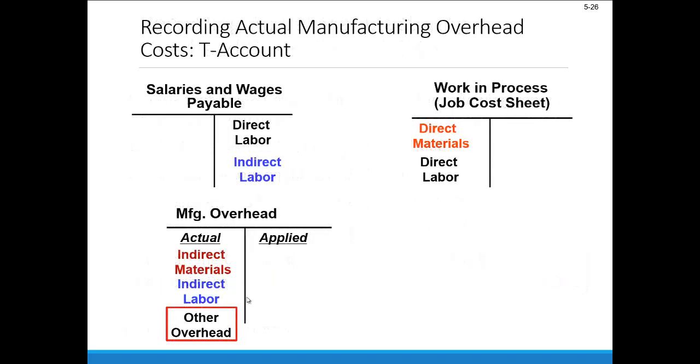Same idea here. We've got a debit to the overhead account for some actual or incurred overhead for the $40,000 we just spoke of. And then our accounts payable T account, not shown here, would be credited for that $40,000.